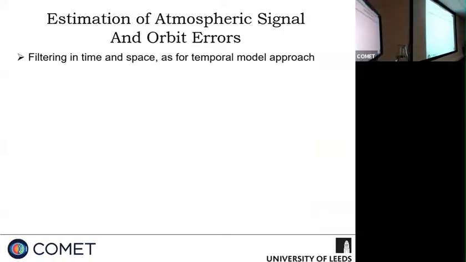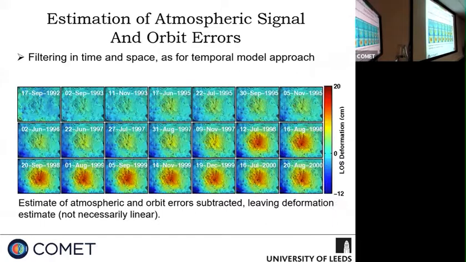We can use the time domain to estimate atmospheric and orbit errors as well, by filtering in time and space. So with those errors removed, it looks something like this. Again, this big step between 97 and 98, it's not linear deformation.